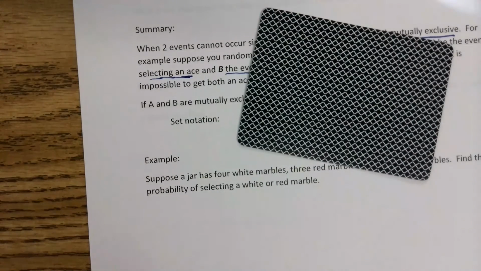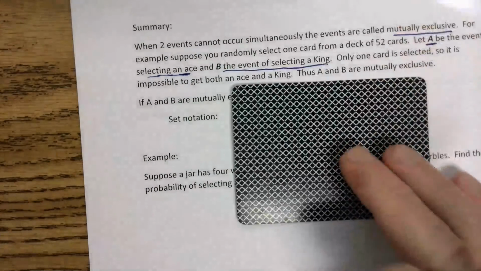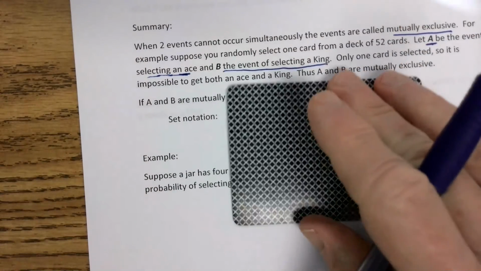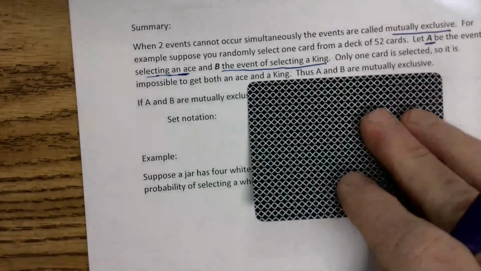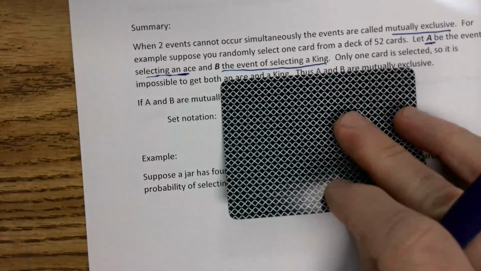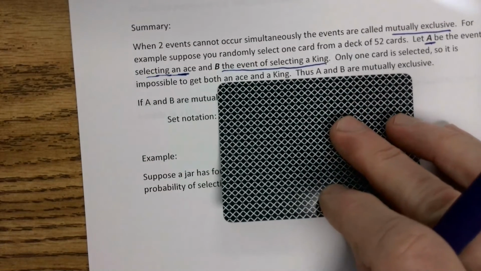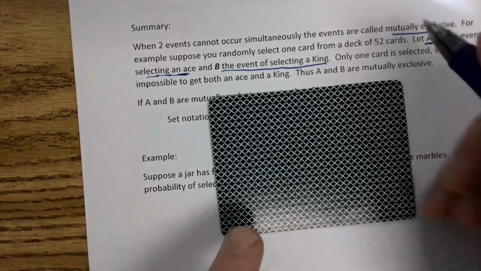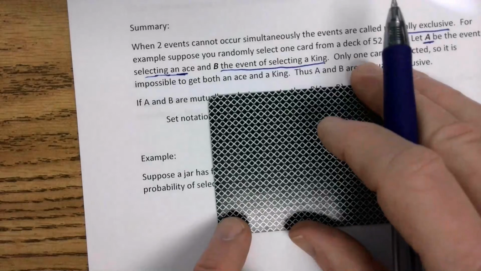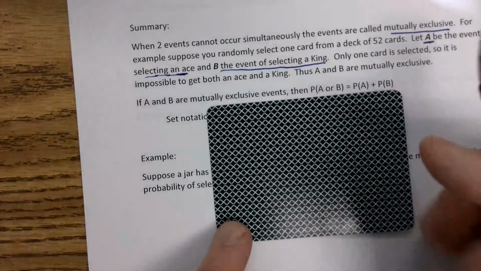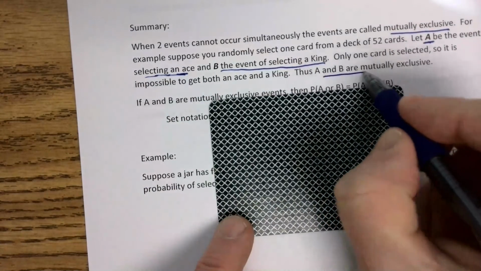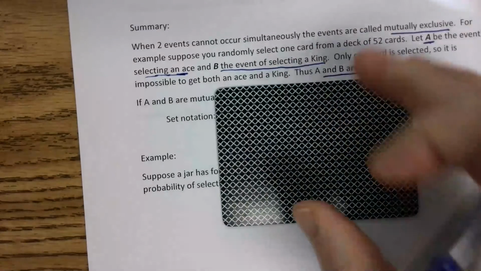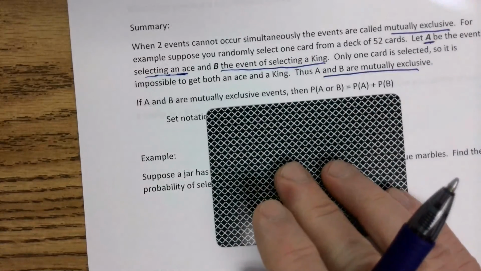Now, if you were a magician, you could pick an ace and a king. But I'm not a magician, so I cannot pick an ace and a king. I can only pick an ace or a king. You could, okay, and it would just be luck. Pure luck. It'd be a weird card, yes. Okay, so these are called mutually exclusive. They can't both happen. I only drew one card. So we have this little formula.